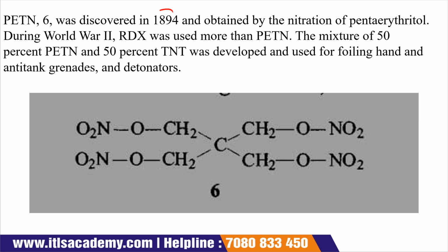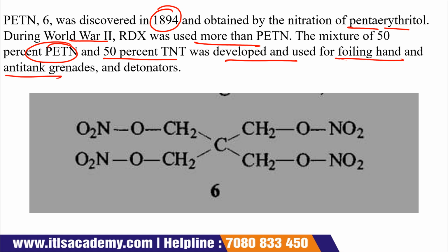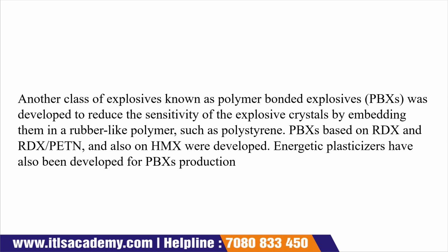PETN 6 was discovered in 1894, and it is obtained by the nitration of pentaerythritol. During World War II, RDX was used more than PETN, and a mixture of 50% PETN and 50% TNT was developed, and it is used for hand grenades, anti-tank grenades and detonators. Another class of explosive is known as polymer bonded explosives, also known as PBXs.